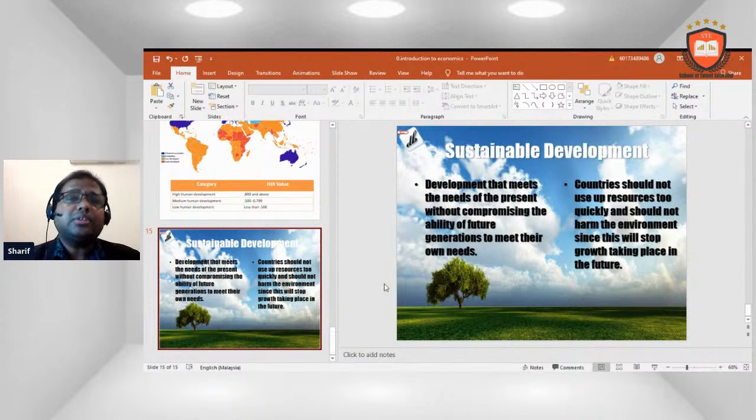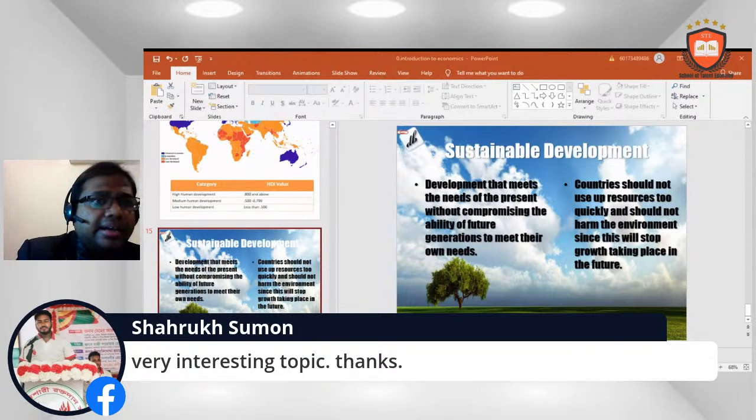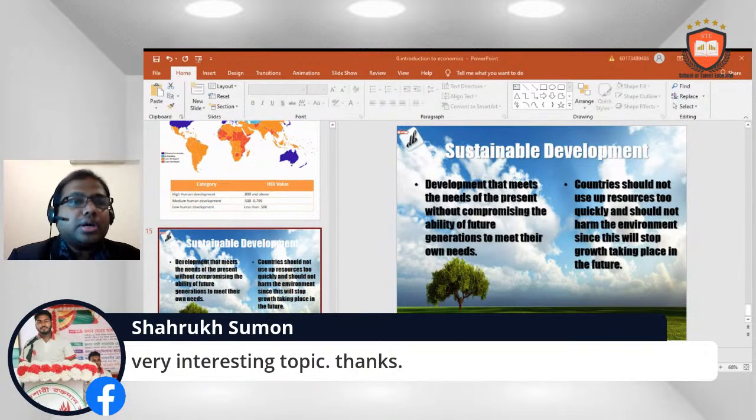Sustainable development meets the needs of the present without compromising the ability of future generations to meet their own needs. Countries should not use up resources too quickly and should not harm the environment, since this will stop growth taking place in the future. This is one of the major important things that we have to understand. If we can understand sustainability and global factors in a proper way, then we can take necessary initiatives in our society. Sustainability is a major important thing for our growth.